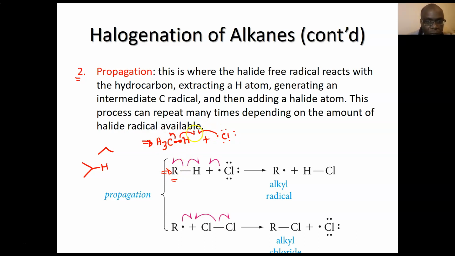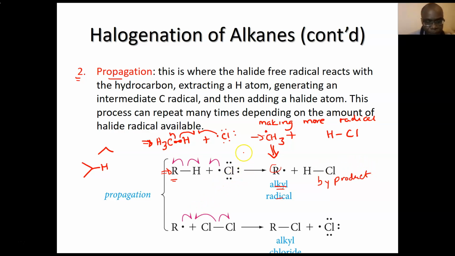So these two fish hook arrows meeting make the HCl. And then the CH3 will fall off as a radical. So you see, you're making another radical. You're propagating, you're making more radicals. To propagate is to make more new radicals. That CH3 could be represented by an R group. So it's an alkyl radical. The HCl is just a byproduct.